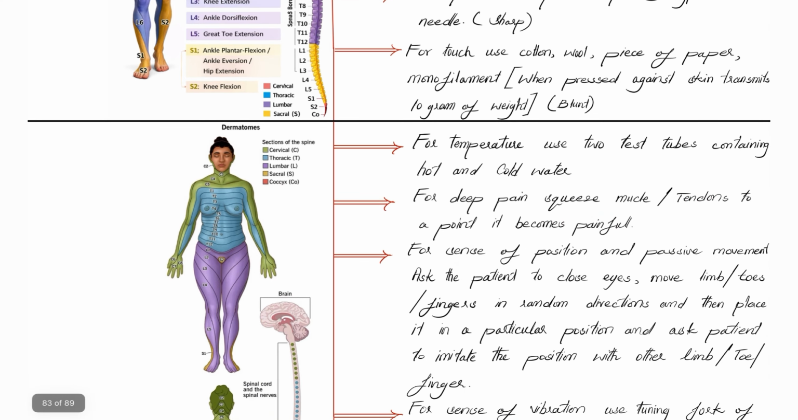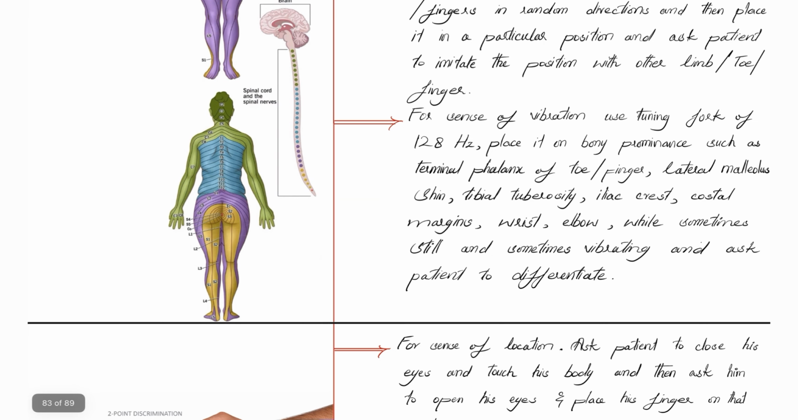For sense of position and passive movement, ask the patient to close his eyes, and then the examiner moves his limb, toes, or fingers in random directions and then places it in a particular position, and then asks him to imitate the position with the other limb, toe, or finger. For sense of vibration, use a tuning fork of 128 Hz, place it on a bony prominence such as the terminal phalanx of toe or finger, lateral malleolus, shin, tibial tuberosity, iliac crest, costal margins, wrist, or elbow, sometimes still and sometimes vibrating, and ask the patient to differentiate it.